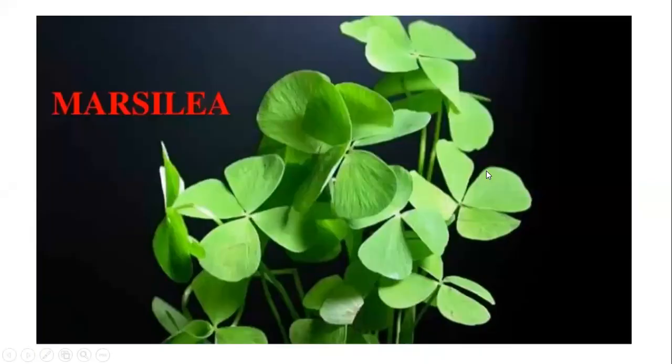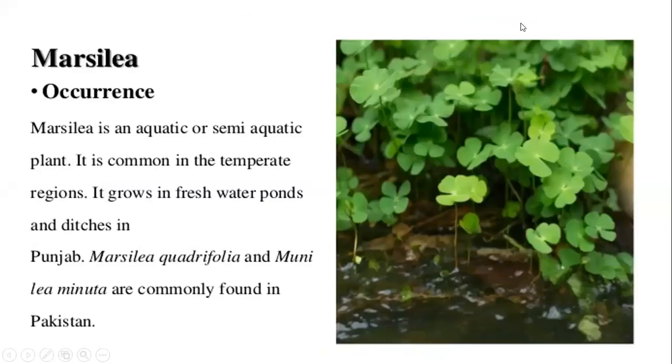So this is regarding the Marselia plant. When we talk about the Marselia, it is an aquatic plant among pteridophytes. It is also semi-aquatic, growing in marshy soil. It is common in the temperate regions, and it always grows in freshwater ponds and ditches.